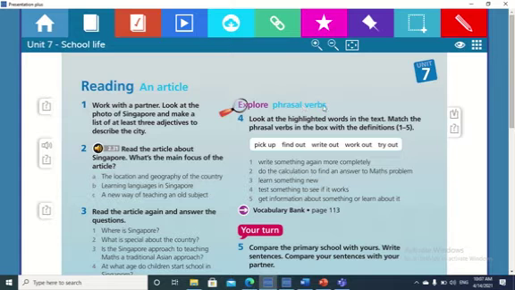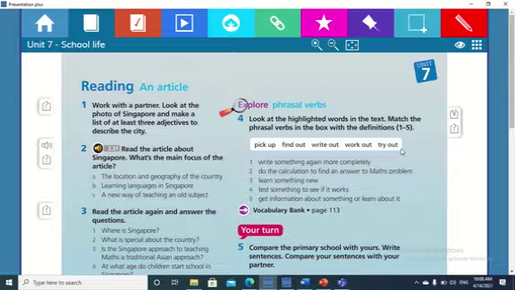Phrasal verbs. Remember that we studied these verbs when we explained language focus 2 in your workbook. We had an exercise about these 5 verbs, and now we are asked to match these verbs taken from the text with their definitions. So we have pick up. What do we mean by phrasal verb? Of course, we have a verb and a preposition or an adverb. Here we have pick up, find out, write out, work out and try out.